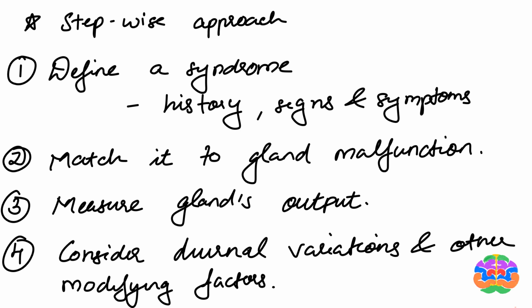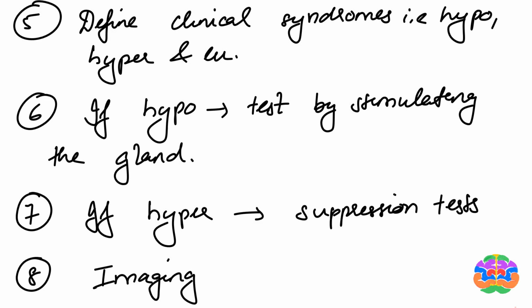We first define a syndrome by taking detailed history of the presenting complaints followed by proper observation of the signs and symptoms in the patient. Next, we match it to the gland malfunction. We measure the suspecting gland's output and then we consider various diurnal variations and other modifying factors associated with the hormone. Fifth step is to define the clinical syndromes, whether it is hypo, hyper, or a U condition.